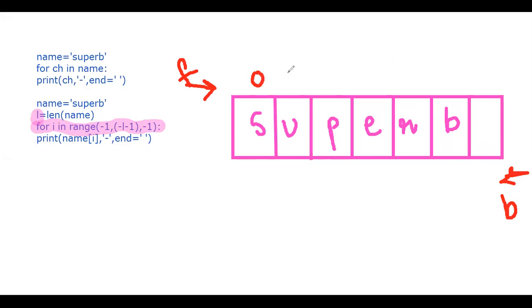Forward indexing always starts with the number 0. That means whatever the length is, it goes one down. There are 6 alphabets in this, but if you look at the forward indexing, the last letter will be the number 5. Now the name of this variable is name.